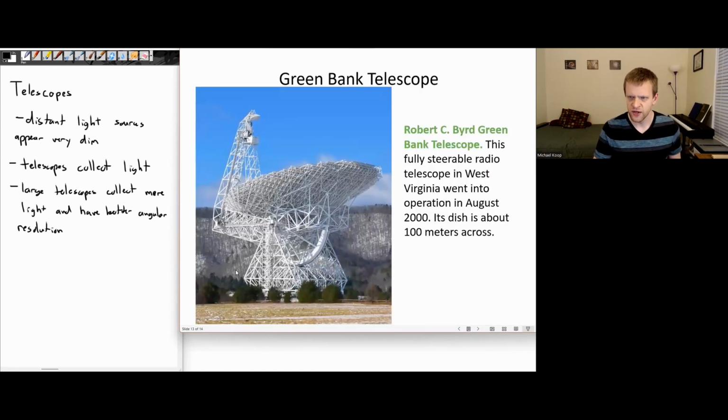This one is one that's near and dear to my heart. This is the Green Bank Telescope. This is a very, very large example of a radio telescope. This telescope is fully steerable, so this entire structure, the dish, which is over 100 meters across, can rotate around and aim to different parts in the sky to take radio images and radio scans of those different parts in the sky.